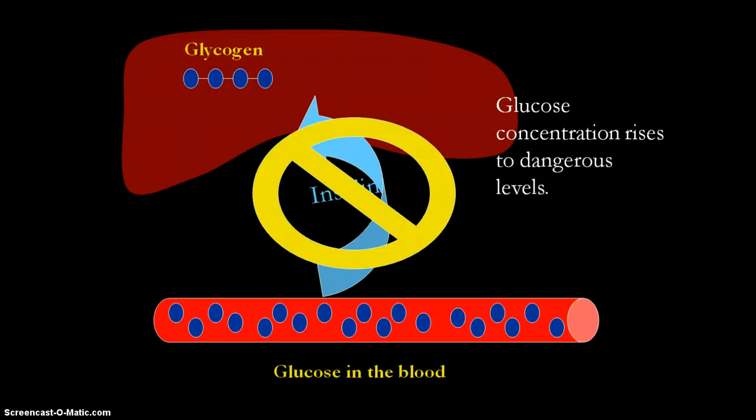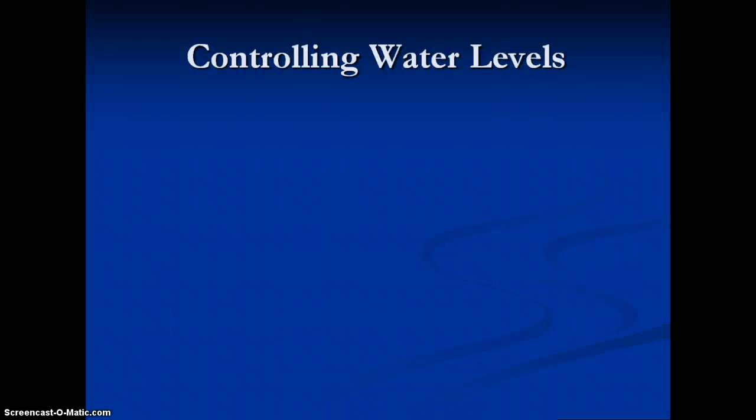Due to that loss in protein, you're going to lead to a decrease in your ability to fight infection. And so along with this acidic blood and your decreased ability to fight infection, you can slip into a coma and you can die if it's not corrected. So that's what we mean when we say dangerous levels. So that is diabetes. Let's control some water levels.